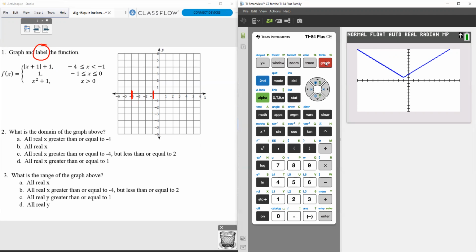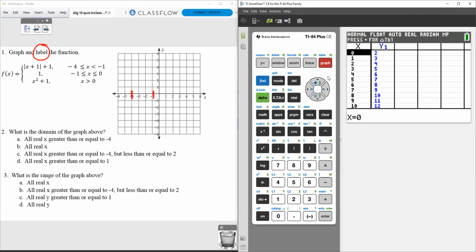I would hit second and table to find your points. You're going to have to go up in your table. So -4 is 4, -3 is 3, and so on. Remember that an or equal to symbol is a closed dot, and a not or equal to symbol like this one right here is an open dot.